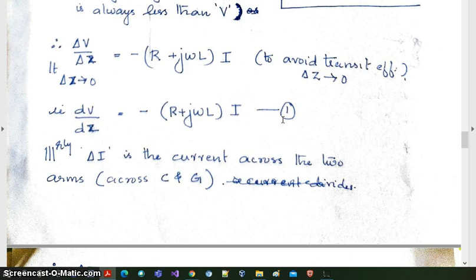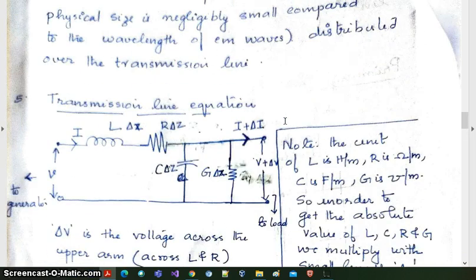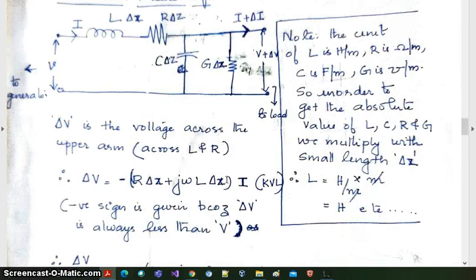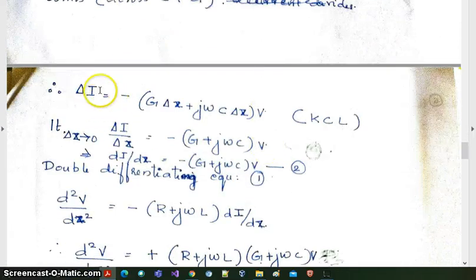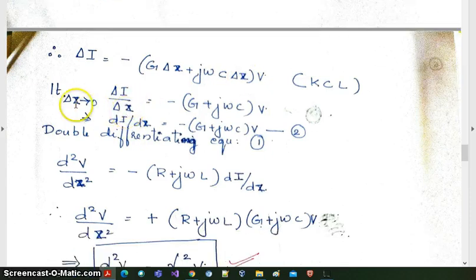Similarly, you can write the KCL for the circuit, and you know the current will be different across parallel connection. Across a parallel connection, you will be having different currents. So I will be writing KCL for these two components, C and G. So I can write del I, that is the change in current, del I is equal to minus G del Z plus capacitive reactance is j omega C, then into del Z, the whole into V. The same thing which has been written earlier is repeated here. Del I by del Z, then limit del Z tends to 0, minus of G plus j omega C into V. And when you remove the limit, I can write it as dI by dZ equals minus G plus j omega C into V.